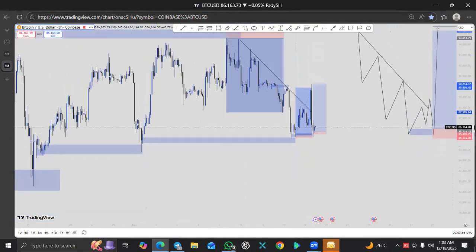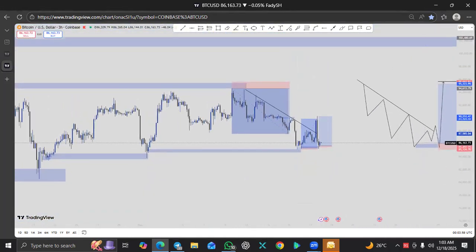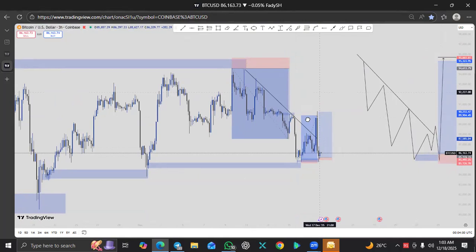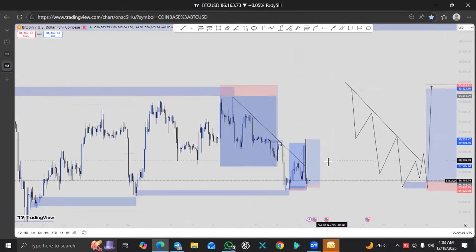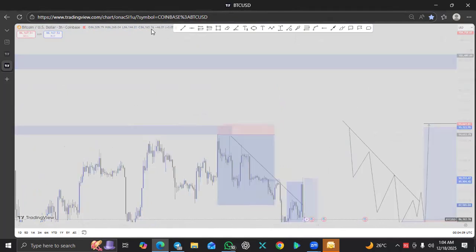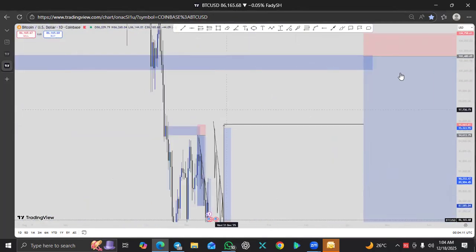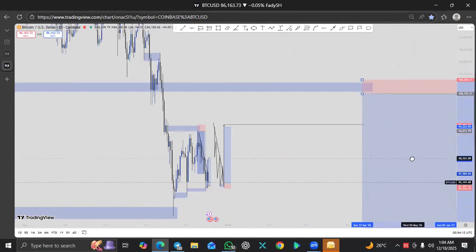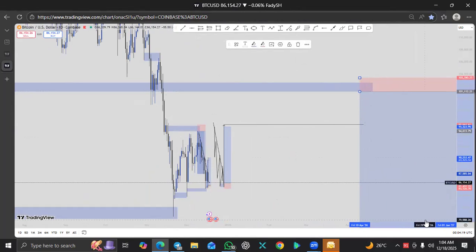So my view is that I'm expecting price to take away this trend line liquidity. Once it takes away the trend line liquidity, it should come back to somewhere here. Then when it gets here, I'm going to use my confirmation entry also and enter the trade from here below. So that's my view for BTCUSD.